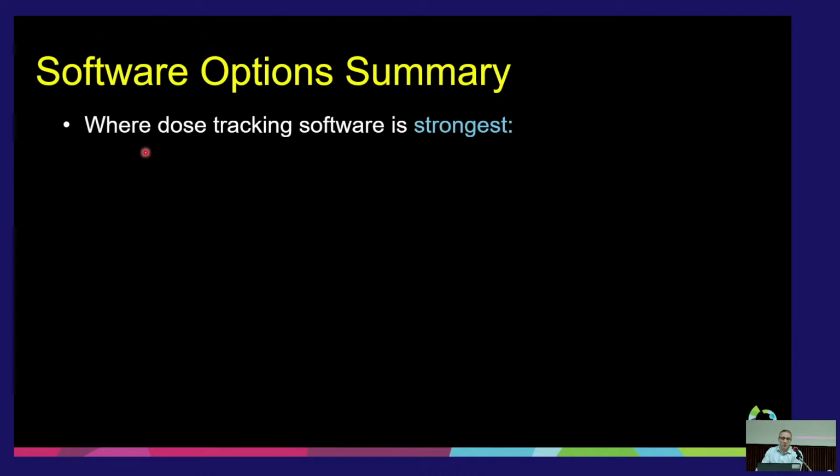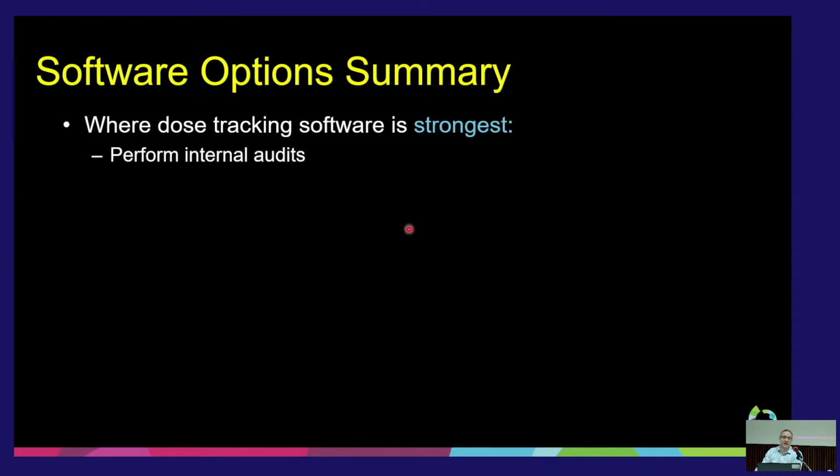All right, so where are the dose monitoring softwares really the strongest? They are great when you're trying to do internal audits. And we actually did an exercise this morning where we were looking into some data and we were trying to figure out why certain exams were maybe a little higher in dose than others.